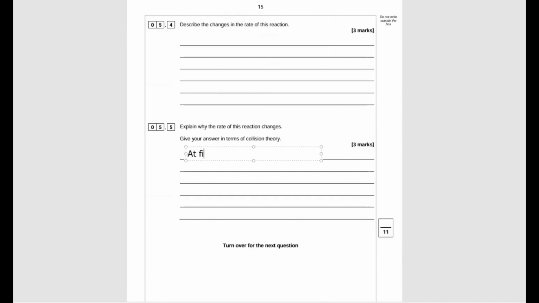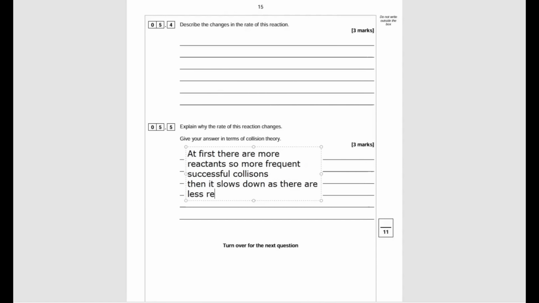Well, at first, or initially, there are more reactants, so more frequent successful collisions. So the rate of reaction is high at first because there are more reactants, so more frequent successful collisions. Then it slows down as there are fewer reactants, so less chance of successful collisions.